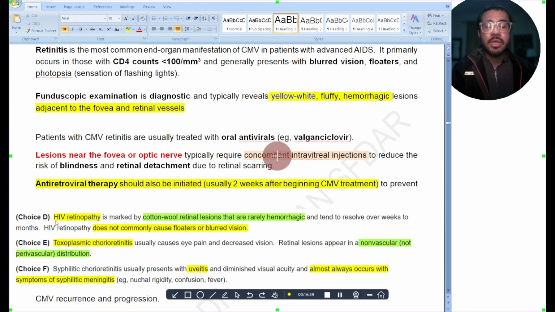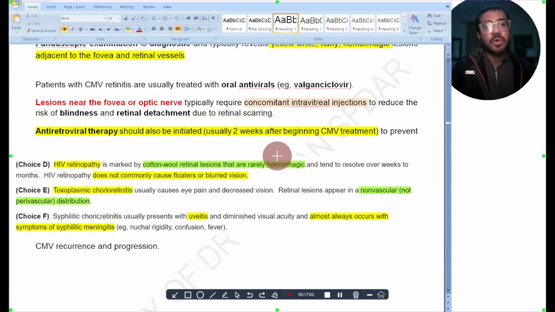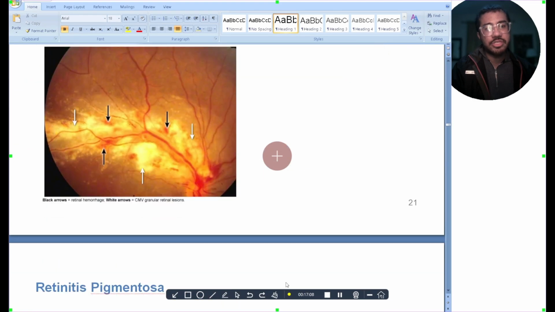HIV retinopathy, you are not going to get hemorrhagic lesions on fundoscopic examination, and the disease is going to be really mild with no floaters or blurred vision. Toxoplasmic chorioretinitis, same severity as CMV retinitis, but the difference would be non-vascular or non-perivascular distribution, and other than that the lesion is going to be similar. Syphilitic chorioretinitis has associated meningitis. That's how you're going to be able to differentiate between all of them.